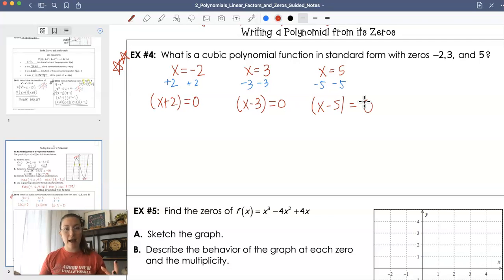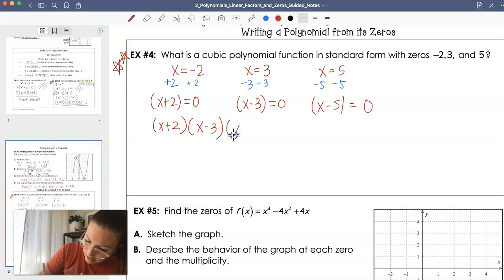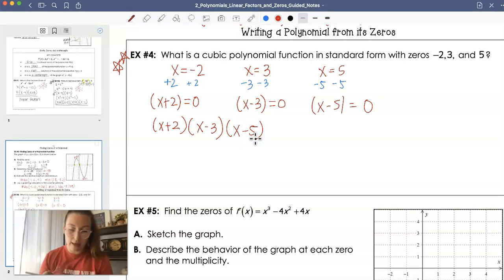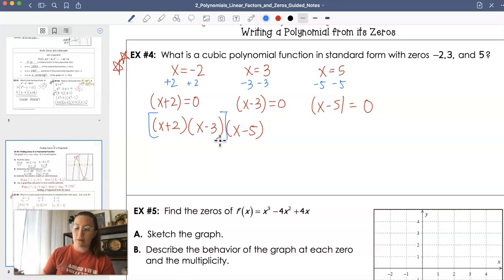All right, so now we have my 3 different factors. We want to multiply these 3 factors together to get our polynomial expression. So we're going to put them all next to each other: x plus 2, x minus 3, x minus 5. To multiply these together, we're going to have to FOIL it all together. You pick 2 to multiply together first. So I'm going to FOIL these 2 together first, and then multiply that with the x minus 5.